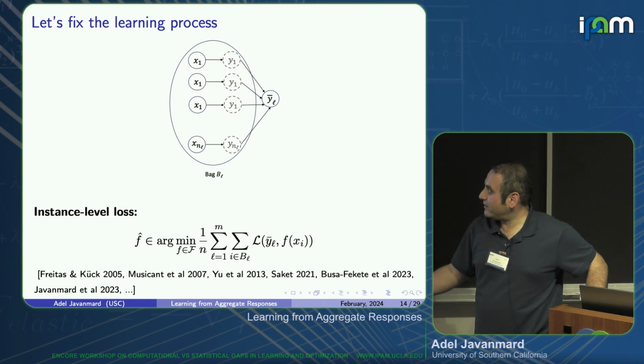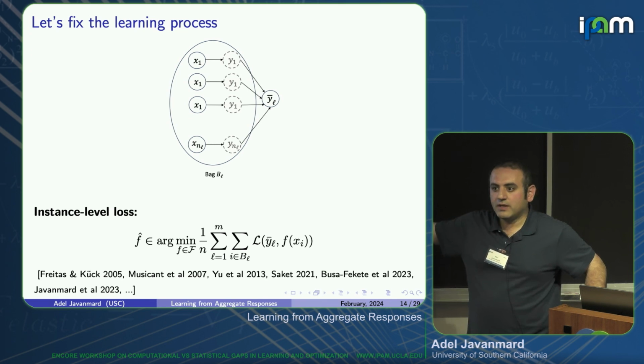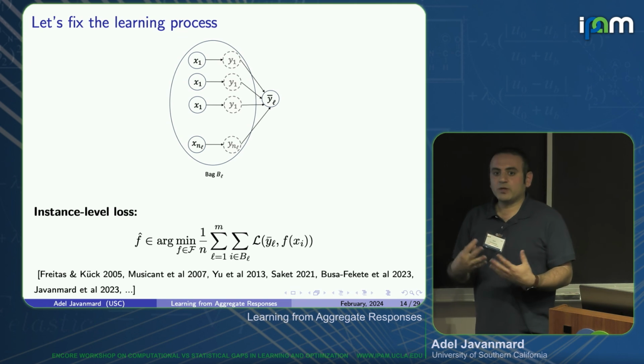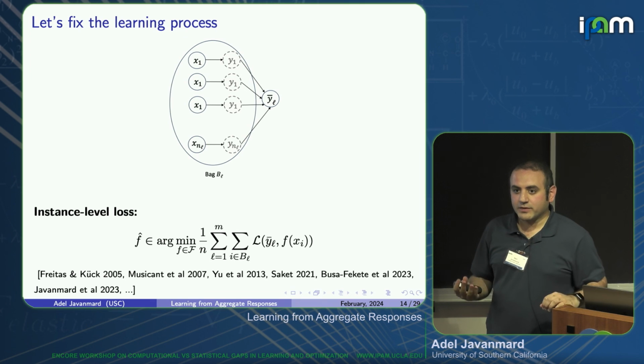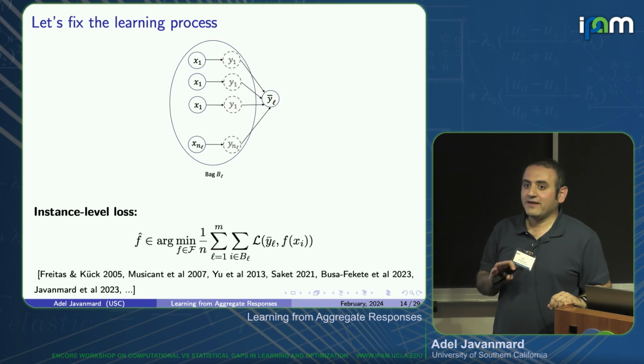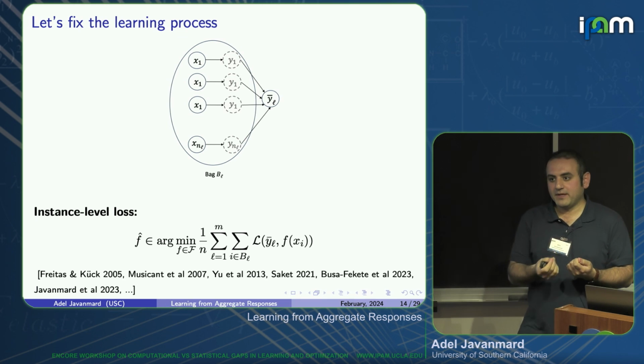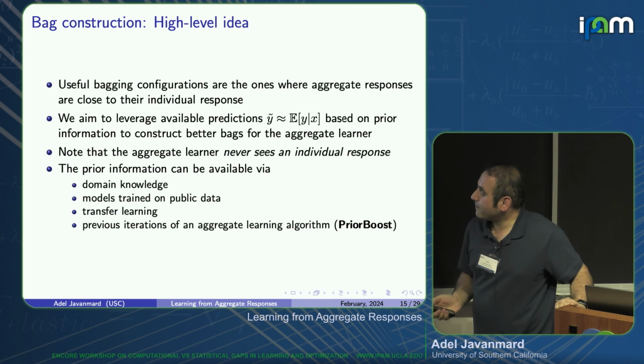So I'm fixing the learning process to the instance level. I'm using y tilde L for each of the instances in the bag, so that would be my learning loss. And then I want to see what would be a good construction for the bags. Again, I don't have access to the individual labels. I only see the individual features, so how can I curate the bags based on those?